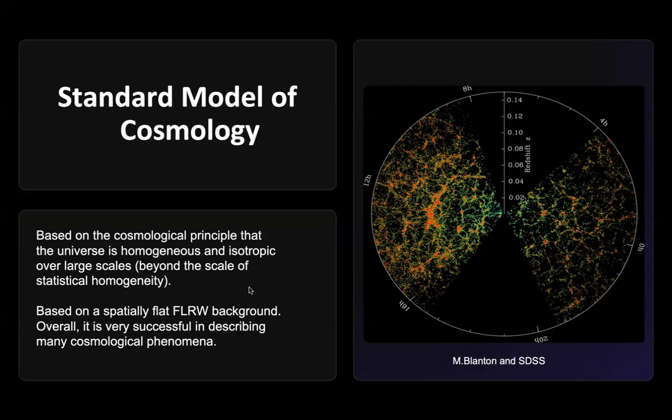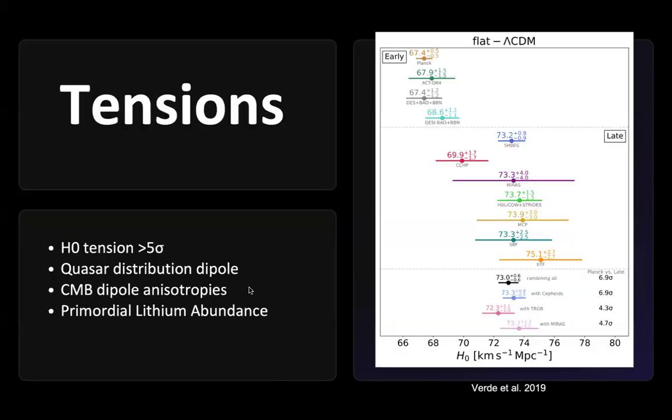However, there are tensions, most notably the Hubble tension. The value you get for the expansion of the universe varies depending on the measurements you use to infer it. If you look back at the early universe at the CMB and work out a value of H0, propagate forward, and compare that to values of the expansion from late universe measurements, there is a discrepancy there. That's a 5 sigma tension, depending on how you define it. But there are other tensions: the quasar distribution dipole, CMB dipole, anisotropies, primordial lithium abundance, just to name a few.